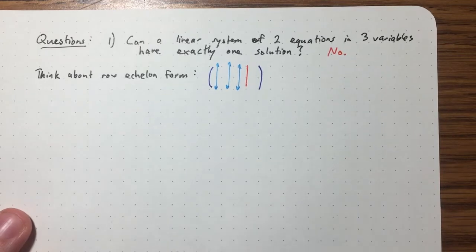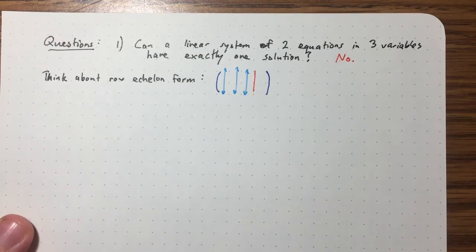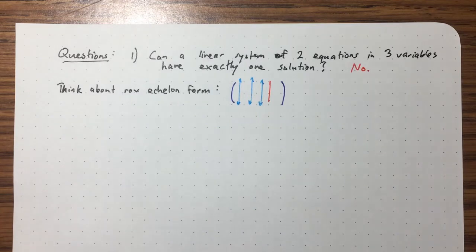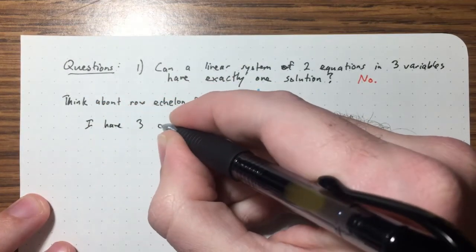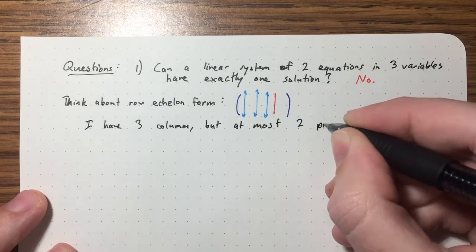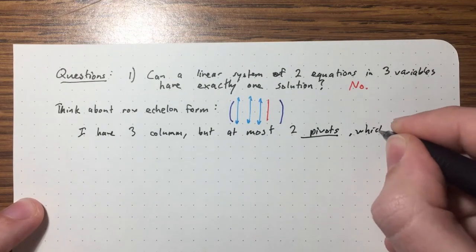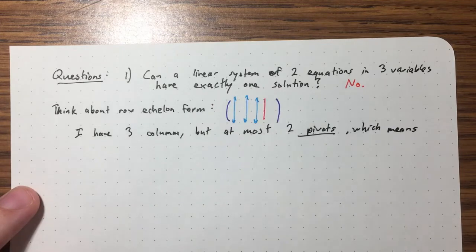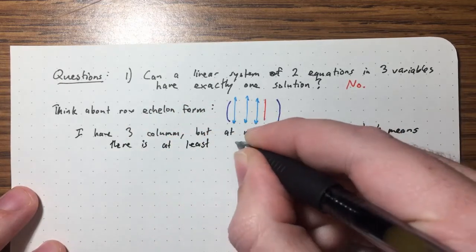Okay. But I only have 2 rows, right? So I can only have at most 2 pivots, right? Because a pivot is the first non-zero entry in a row. So I have 3 columns. I can have at most 2 pivots, right? So I will have at least 1 free variable in this system. So let me just write that out. So I have 3 columns, but at most 2 pivots, right? At most 2 pivots. I could have 1 pivot even. Which means, you know, assuming the system is consistent in the first place, right? Which we're trying to create exactly one solution. But this means there is at least 1 free variable. Okay.